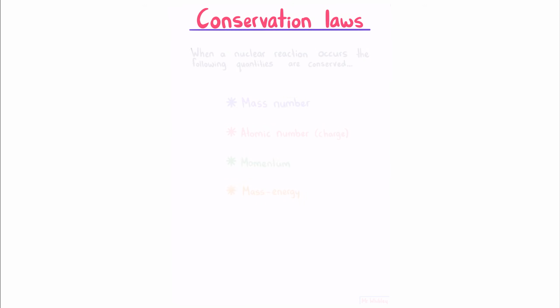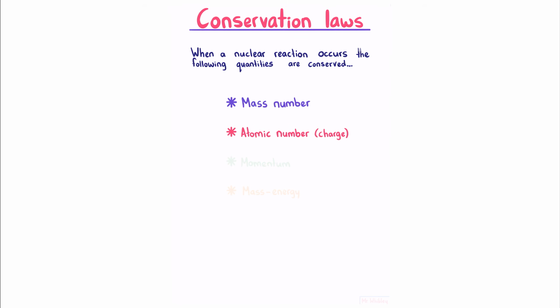Conservation laws. When a nuclear reaction occurs, the following quantities are conserved: mass number, atomic number or charge, momentum, and mass energy. Note that mass and energy separately are not conserved. However, mass energy is, which is a quantity that recognizes E equals mc squared.